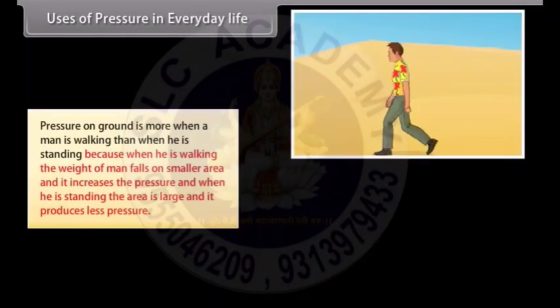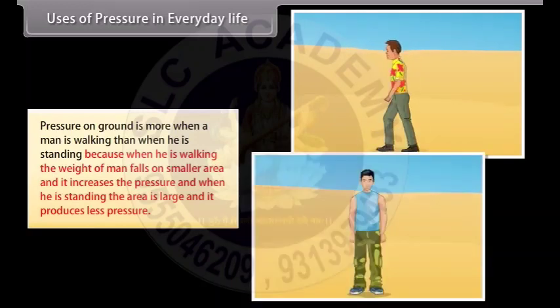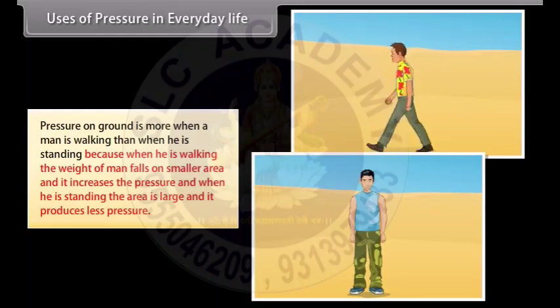Pressure on the ground is more when a man is walking than when he is standing, because when he is walking, the weight of the man falls on a smaller area and it increases the pressure, and when he is standing, the area is large and it produces less pressure.